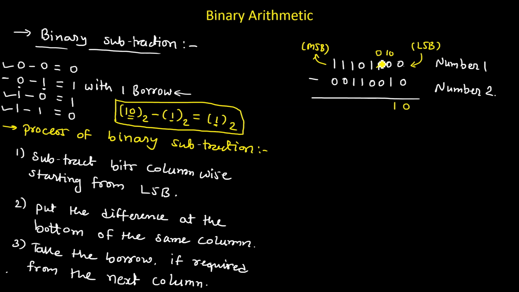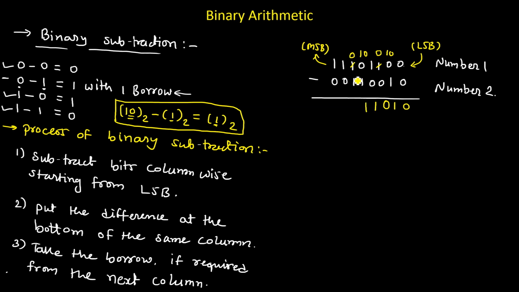Then the next column, 0 minus 0, we get 0. The next column, 1 minus 0, we get 1. Again in the fifth column we have 0 minus 1, so we have to take one borrow from the next column and we get 10 in the fifth column. So 10 minus 1 we get 1.